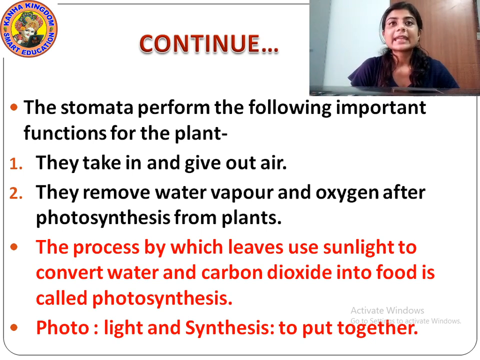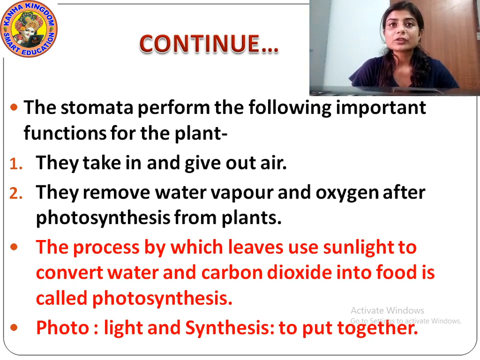Okay. Then they remove water vapor and oxygen after photosynthesis from the plant. Photosynthesis is the process where food is prepared by the green leaf. And when the food is prepared, they give out oxygen and water vapor from the plant body. Okay, so these are the important functions that are performed by stomata in the plant body.